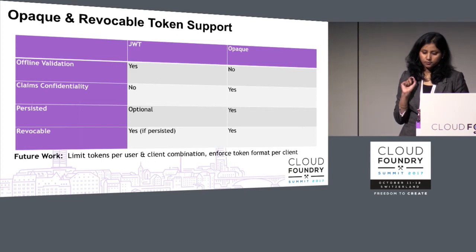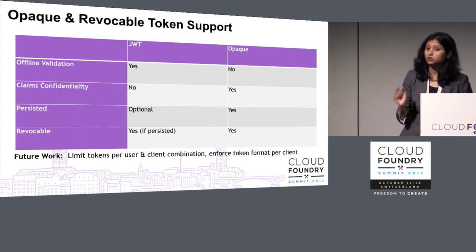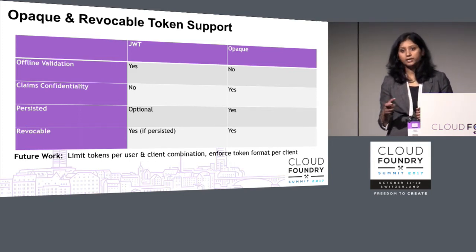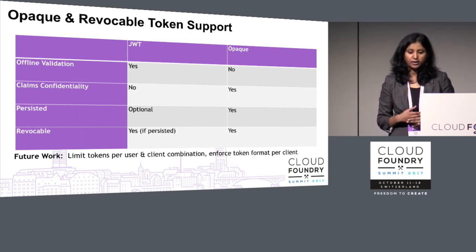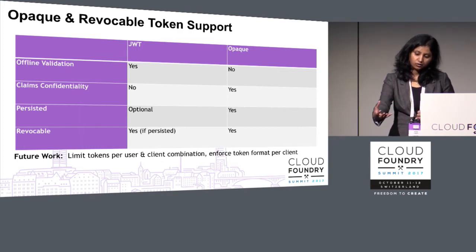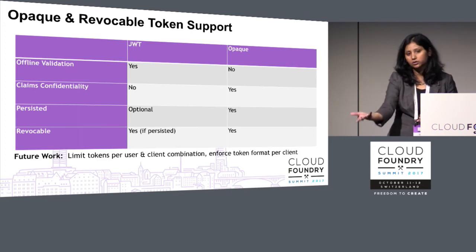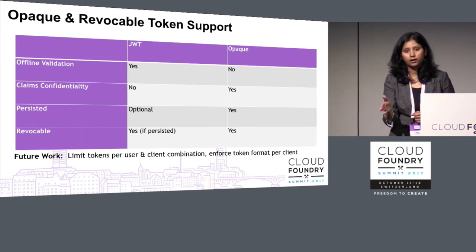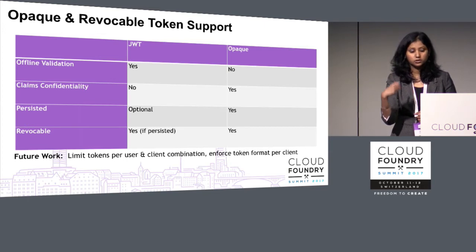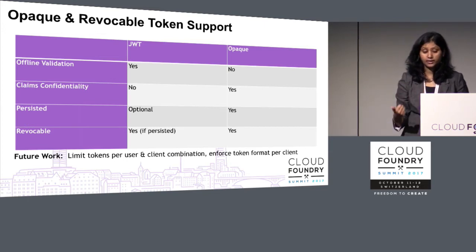But then there is a place where opaque tokens do make sense, which is when you want immediate revocability. Anytime a token has been generated by UAA and it's being used by a resource server like an API for access checks, you want to make sure that access is still good. So you want to get that latest state centrally from the server. So in those situations, it does make sense.